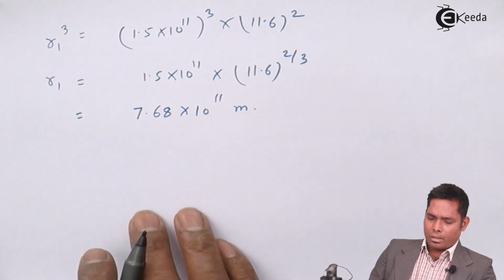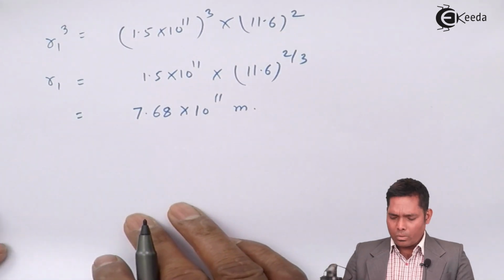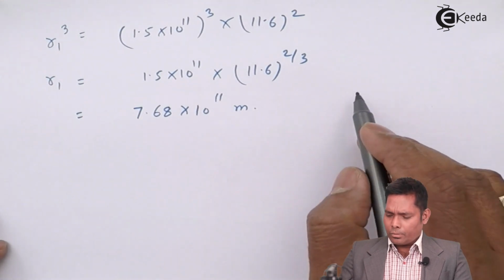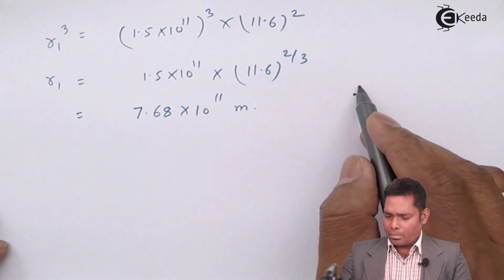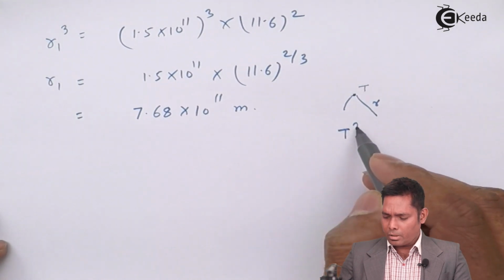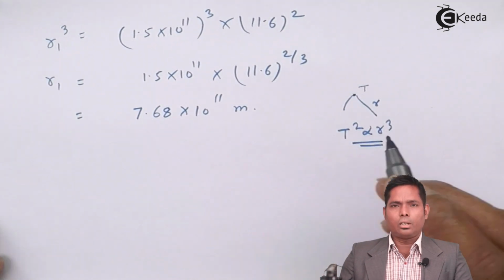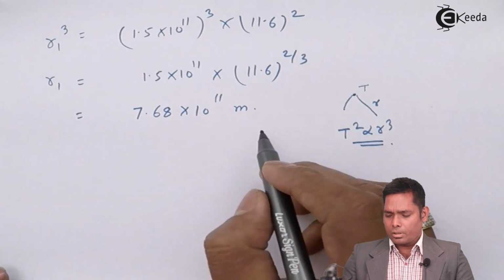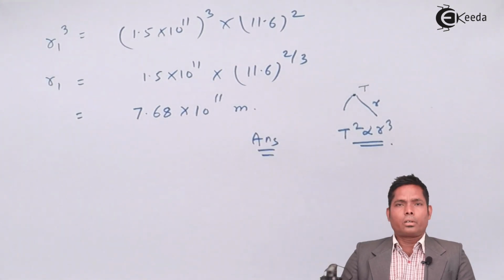So basically the relation is about T and R: for any planet, the time period of revolution and the orbit radius are related by T squared proportional to R cubed. This is the basic concept of this. This is the answer to this question. Okay, thank you.